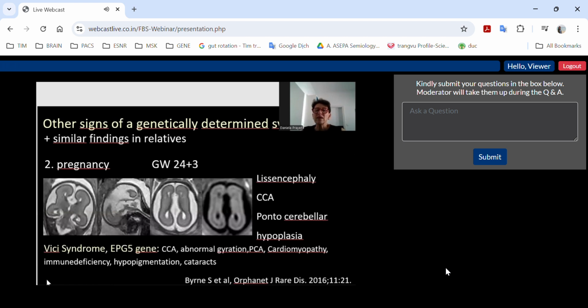This was VT syndrome, a syndrome that is also associated with extracerebral anomalies and with some anomalies that can only be seen postnatally. And here, this would also be an example of similar findings in relatives, as the first fetus had already the signs we see in this second pregnancy.